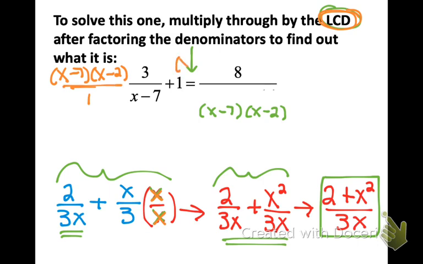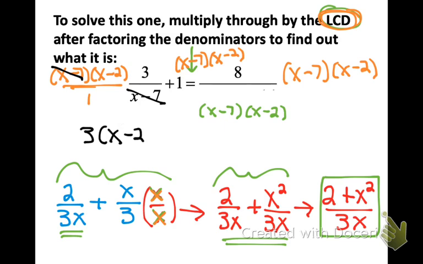So then this one's going to be x minus 7, x minus 2, and then we multiply this side by x minus 7, x minus 2. And this is important to do this because we get rid of the denominators. So we get rid of that. So we have 3 times x minus 2. Then we have plus 1, and that's multiplied by this entire piece, and we're going to bring that down. And then when we get to the 8, the denominator all cancels out, so we're just left with an 8.